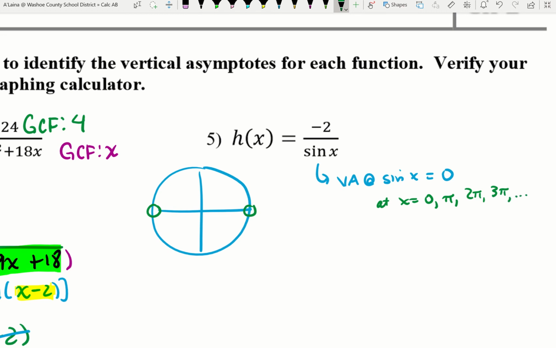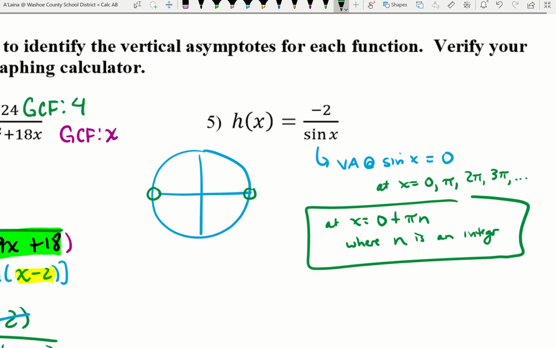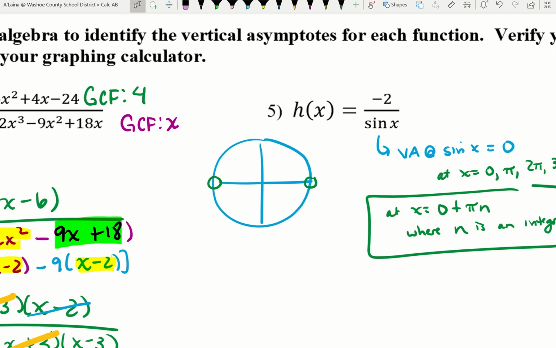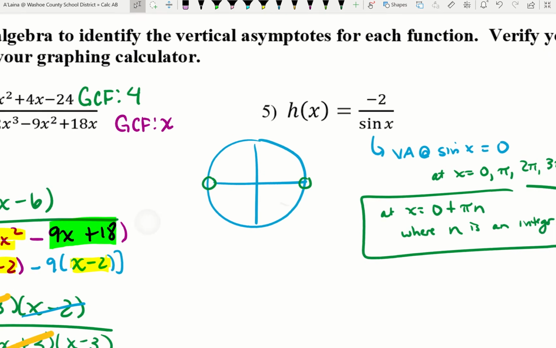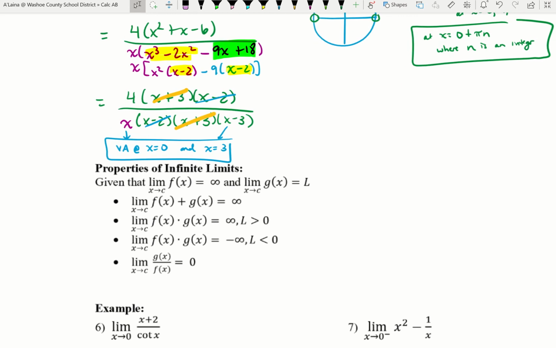So how do we want to write that? I'm going to write this as x equals 0 plus pi n. You really don't need the 0 there. I don't know why I tend to write that starting point, but when the starting point is 0, it's not really needed. And I'm going to say that n is an integer. That way I can get all of the different multiples of pi. So if it's not a polynomial, we still can have vertical asymptotes. The most important thing is that those factors cannot be repeated on the numerator and the denominator. If they are, they're actually a hole and not a vertical asymptote.